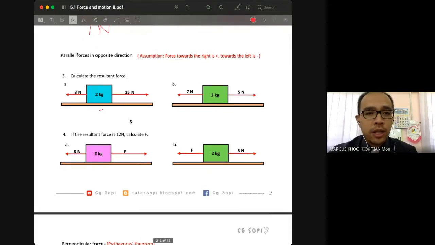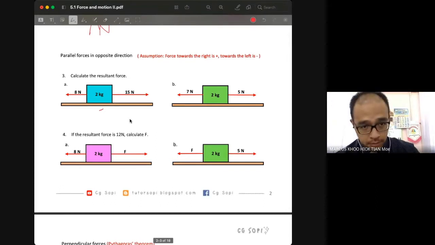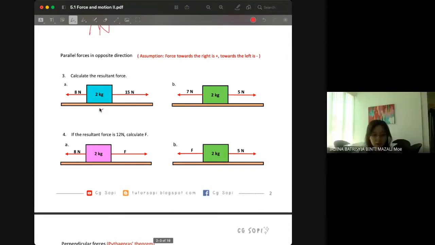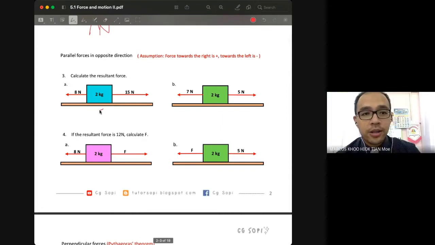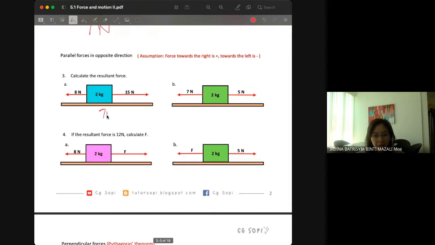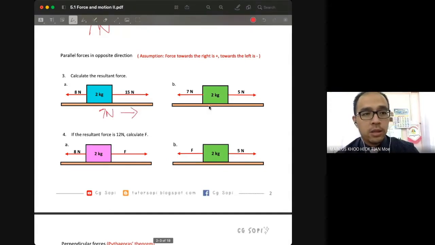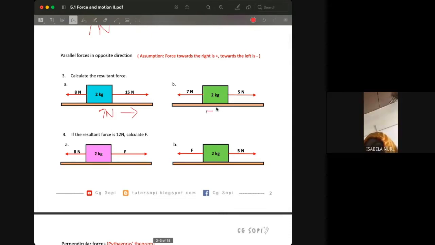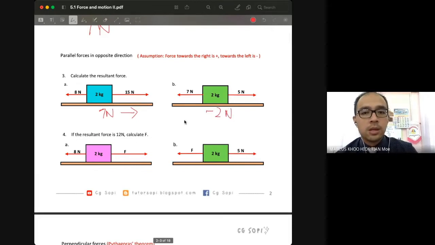3A, Eva, resultant force will be? I don't know. Okay, never mind, Udina, 3A. 7 Newton to the right. Oh, sorry, I only heard right. 7 Newton to the right. Okay, very good. Isabella, 3B. Negative 2 Newton. Okay, negative 2 newtons or 2 newtons to the left, depending on how you want to write it.